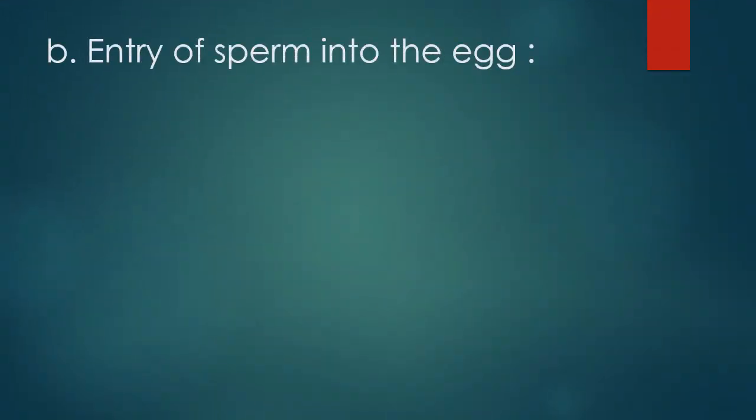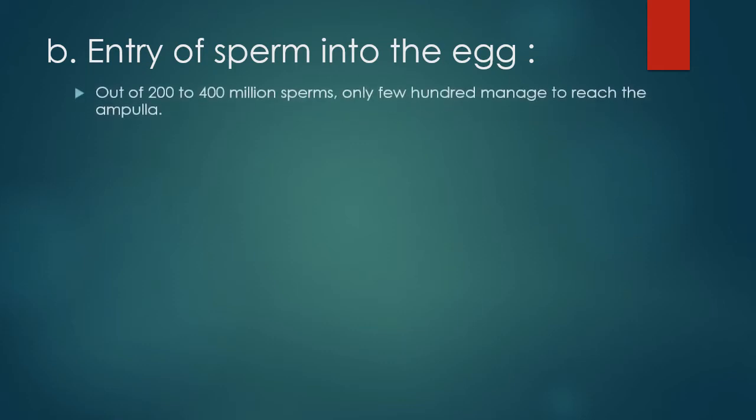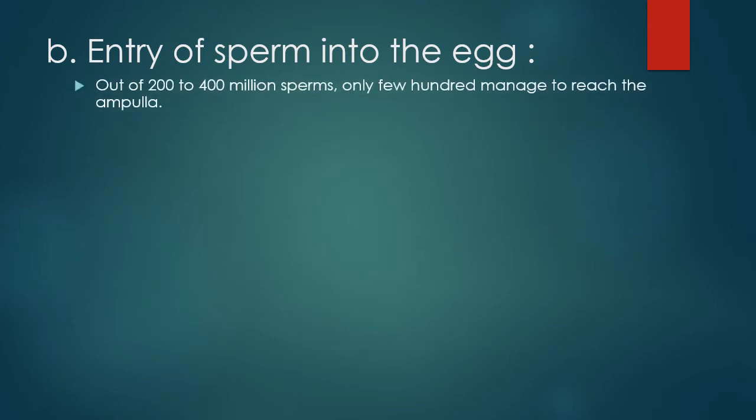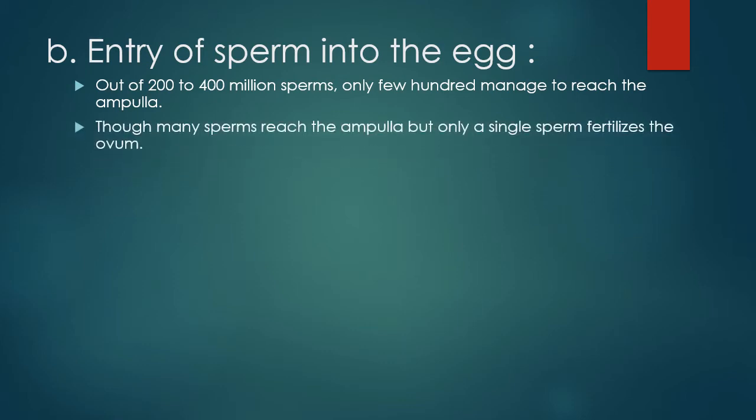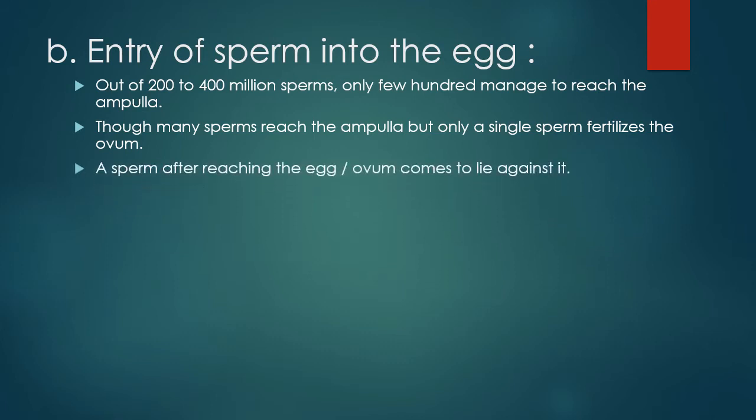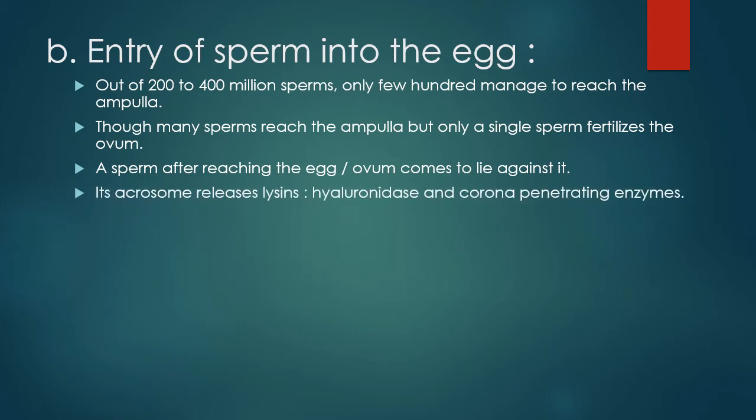B. Entry of sperm into the egg. Out of 200 to 400 million sperms, only a few hundred manage to reach the ampulla. Though many sperms reach the ampulla, only a single sperm fertilizes the ovum. A sperm after reaching the egg or ovum comes to lie against it. Its acrosome releases lysine, hyaluronidase and corona penetrating enzyme.